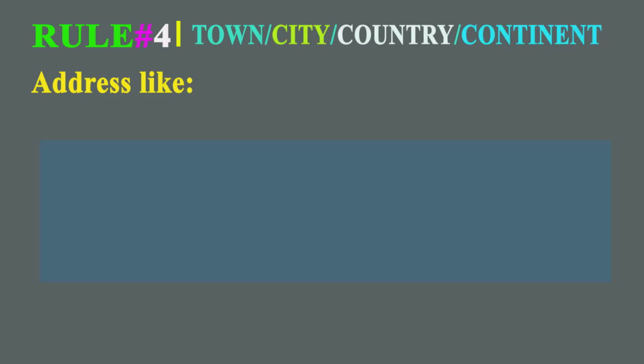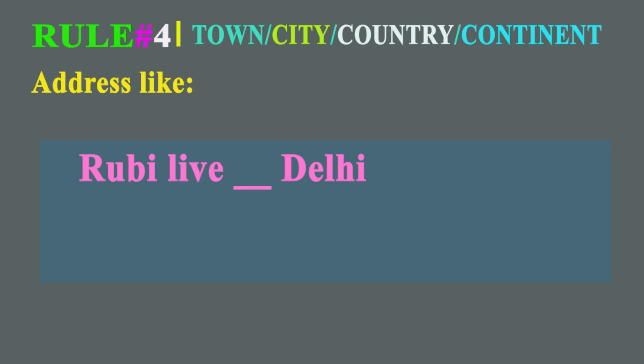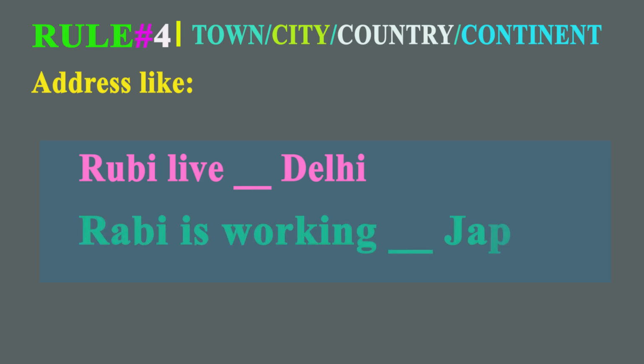We'll take some examples. Ruby lives dash Delhi. So Delhi is the city and we will use the preposition in. Ravi is walking dash Japan. So Japan is a country and we will use the preposition in. Ruby lives in Delhi. Ravi is walking in Japan.